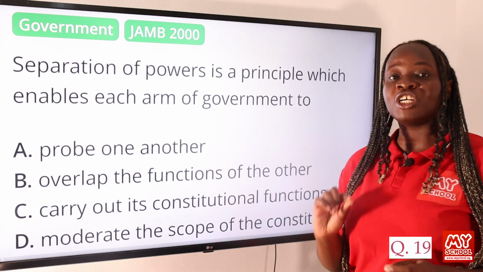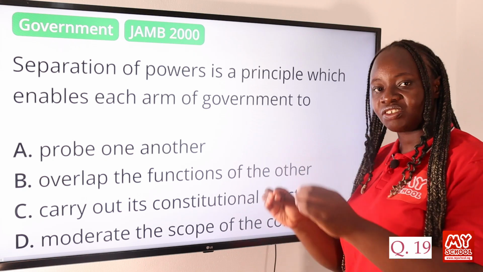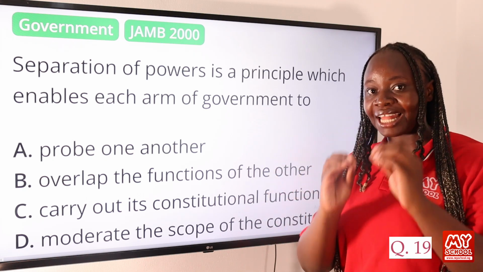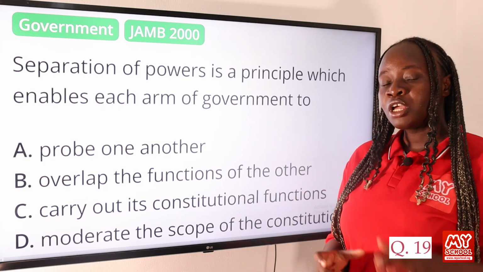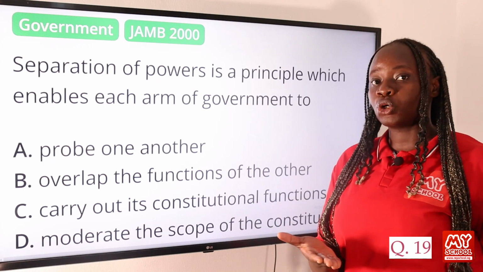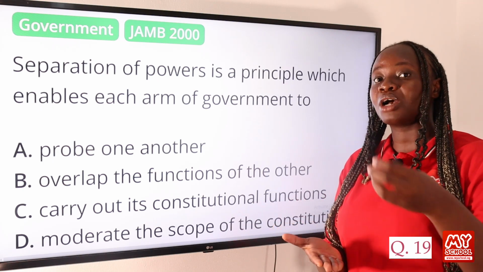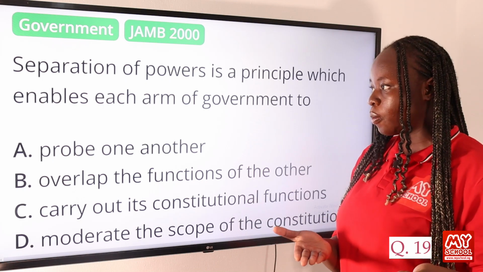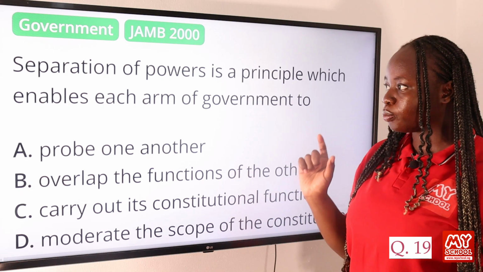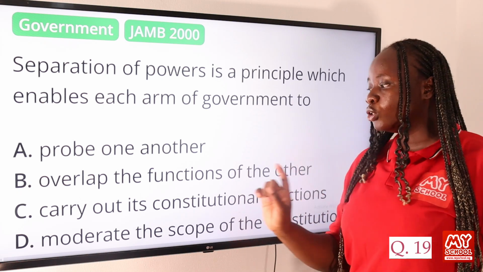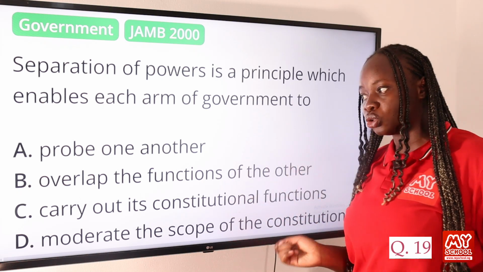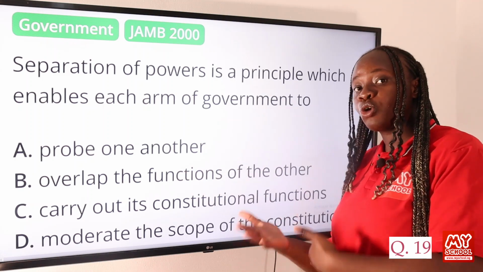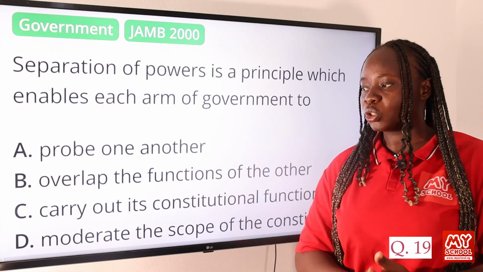The functions of each arm of government, the legislature, the executive, and judiciary, are outlined within the Constitution. The reason for this is to ensure that each of them carries out its function independently, separate from the other, in order to prevent abuse of power. So in this case, separation of power is a principle that enables each arm of government to carry out its constitutional functions without overlapping the functions of other arms of government. So the answer to this question is option C.